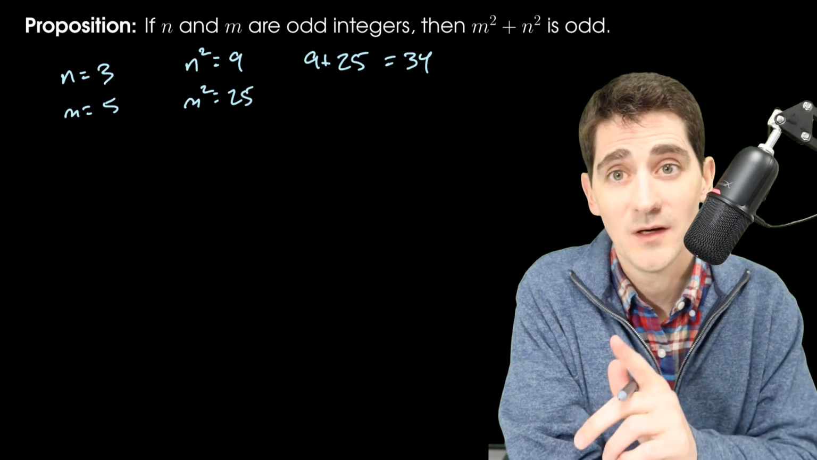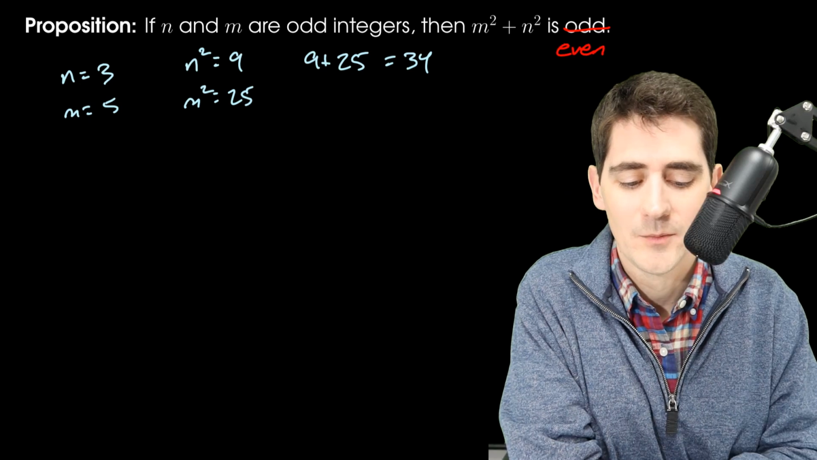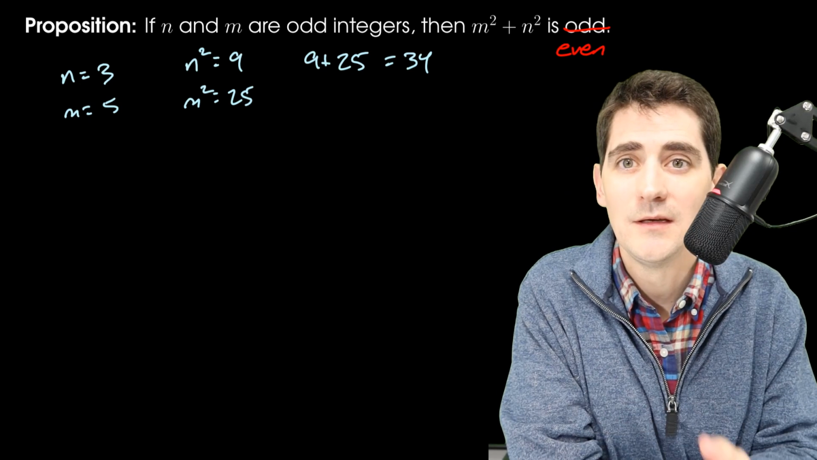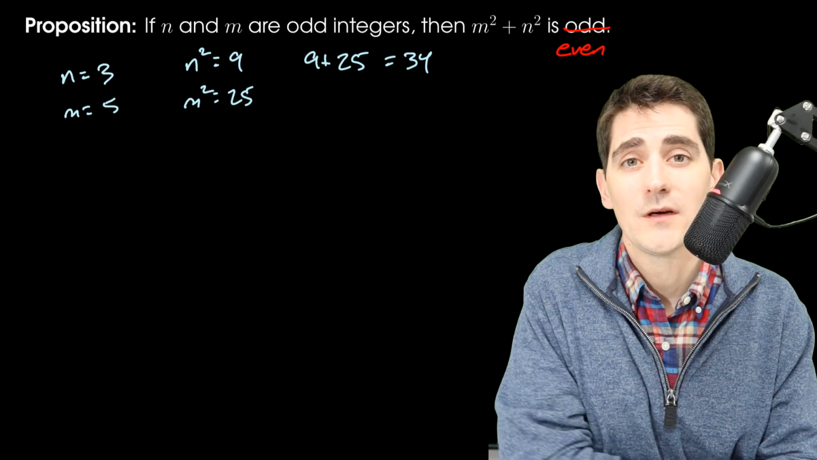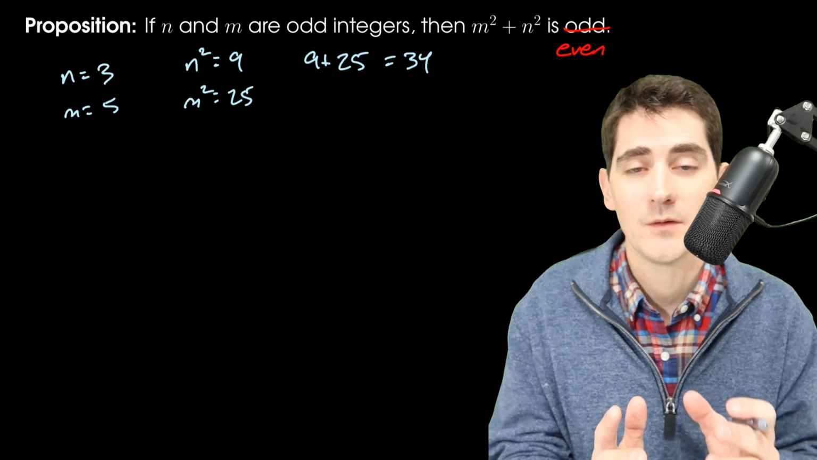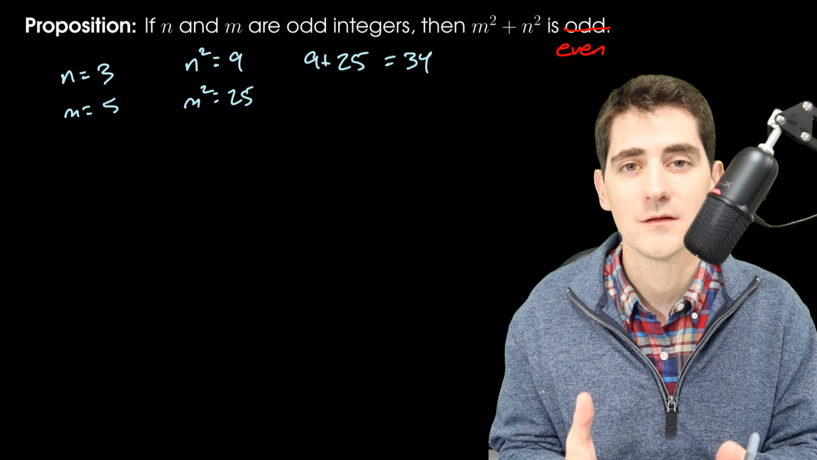Okay, but we can modify it to get a true statement, or at least what I think is a true statement. I believe the case is that m squared plus n squared, if they're both odd, the sum will be even. I use this example because I want you to see that you have to actually convince yourself of it to be true before you actually try to prove something. I mentioned the observation early on.